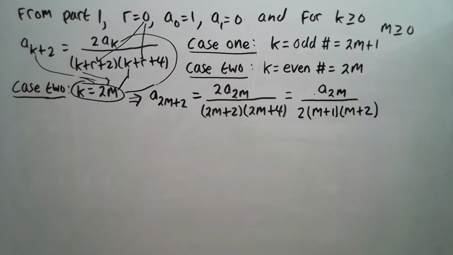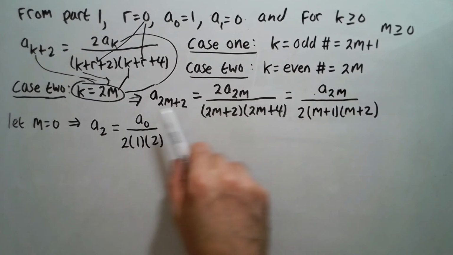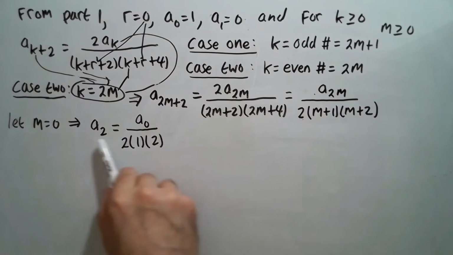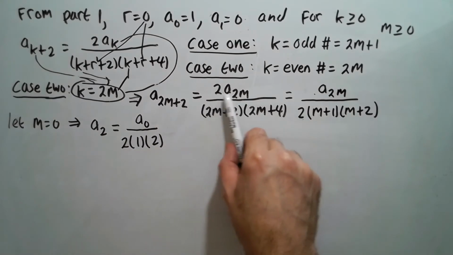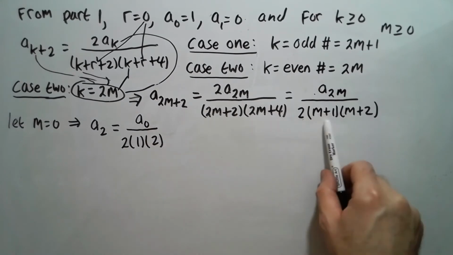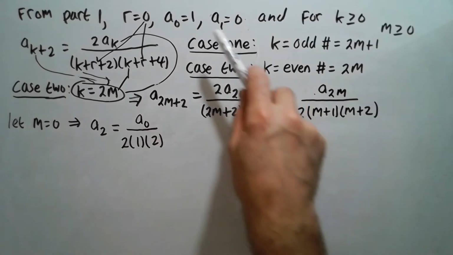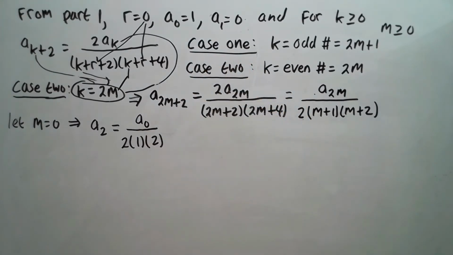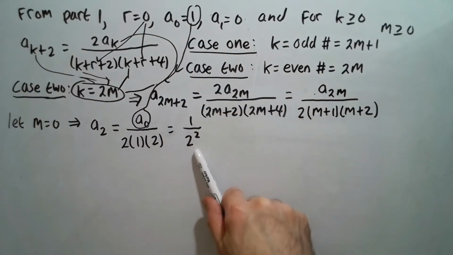Now let's start choosing m to be different values. Let's choose m equals 0 first. So letting m equal 0 in our formula here, putting 0 here will be a2 equals, putting 0 here will be 2a0, putting 0 in this one, sorry, 2 times 1 times 2. But now our a0 is 1, so putting 1 there, it looks like we get 1 over 2 squared.